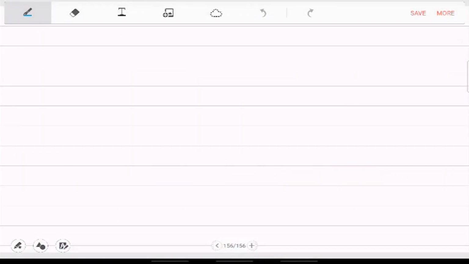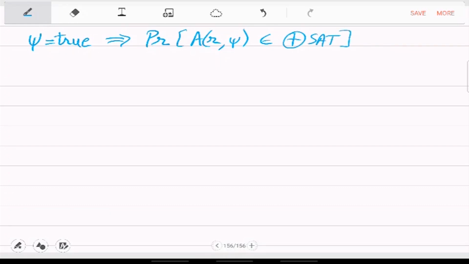So first, if psi is true, then the probability of this randomized reduction, right? So it uses random bits R and the input instance psi. This is Parity-SAT with a decent probability, a very good probability, in fact 2/3 probability. And in the other case, when psi is false, then the probability of this is much smaller, less than 1/3.